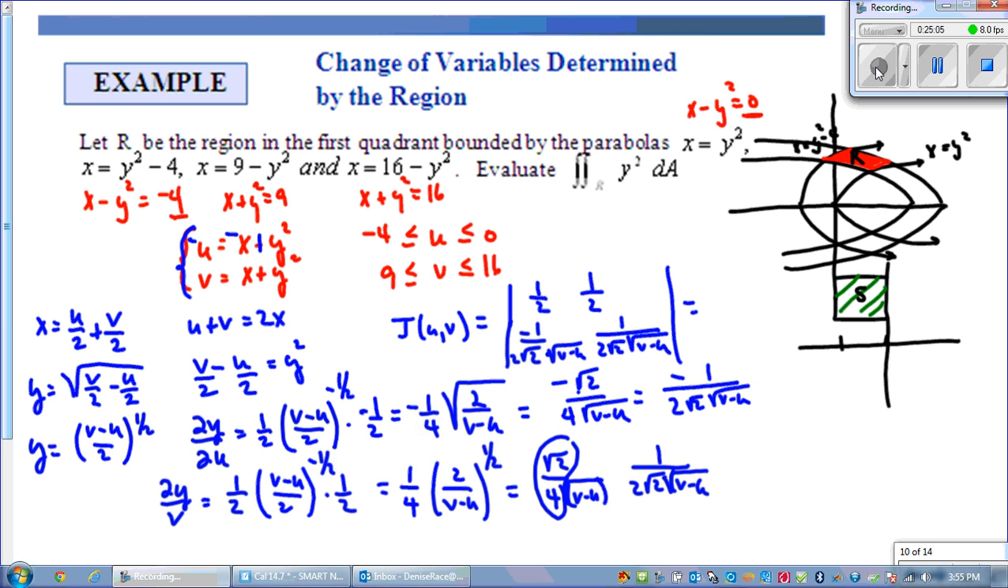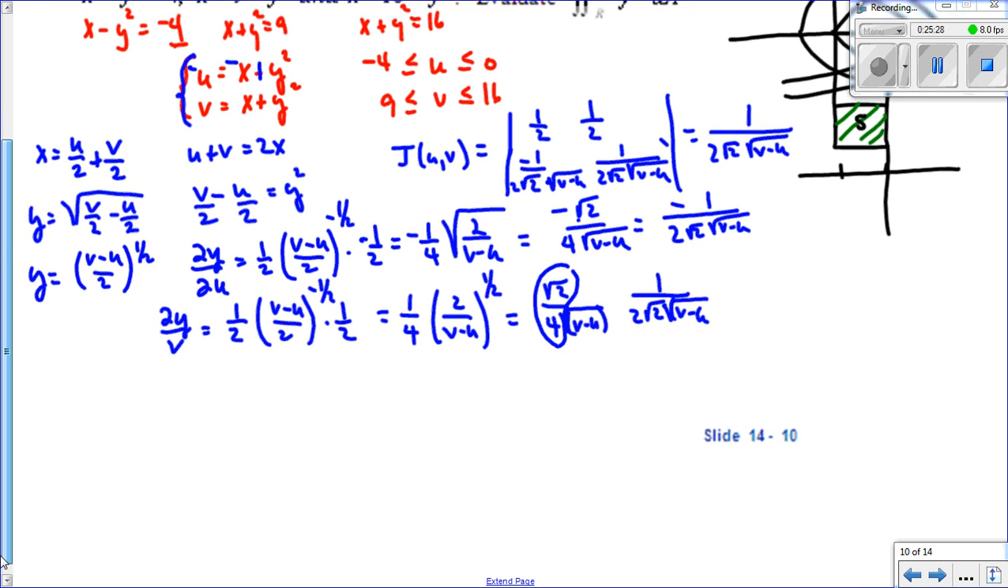So when you evaluate the determinant, you get half of this thing minus half of it again. So it's just going to be that thing: 1 over 2 times the square root of 2 times the square root of v minus u. Okay, so now let's evaluate the integral, or change the integral.